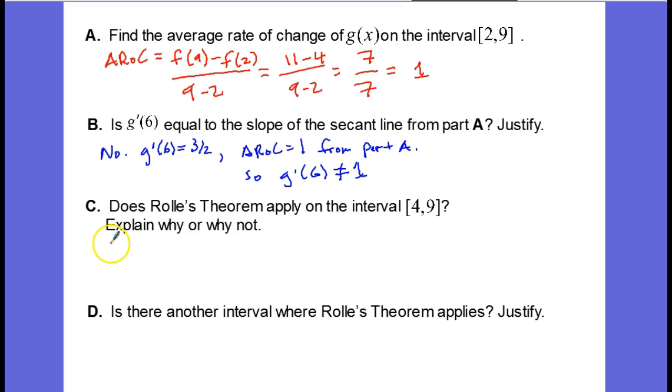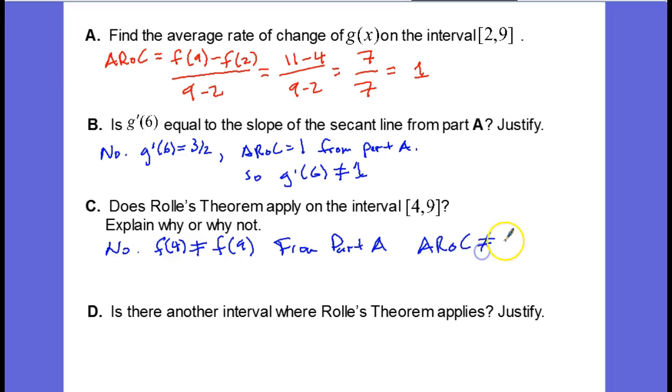So, no, f of 4 is not equal to f of 9. So we can't make use of Rolle's theorem. Alternatively, from part A, the average rate of change was equal to 1. It was not equal to 0. So definitely not. Let's look at part D.